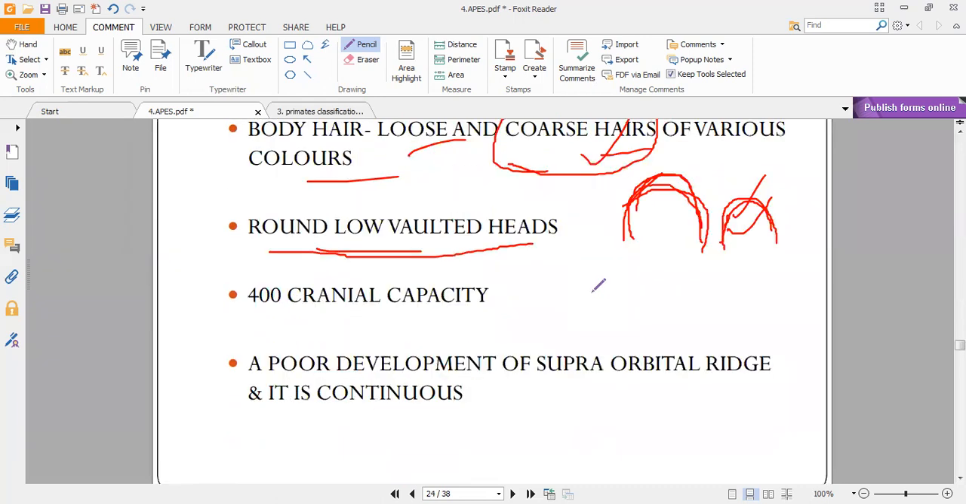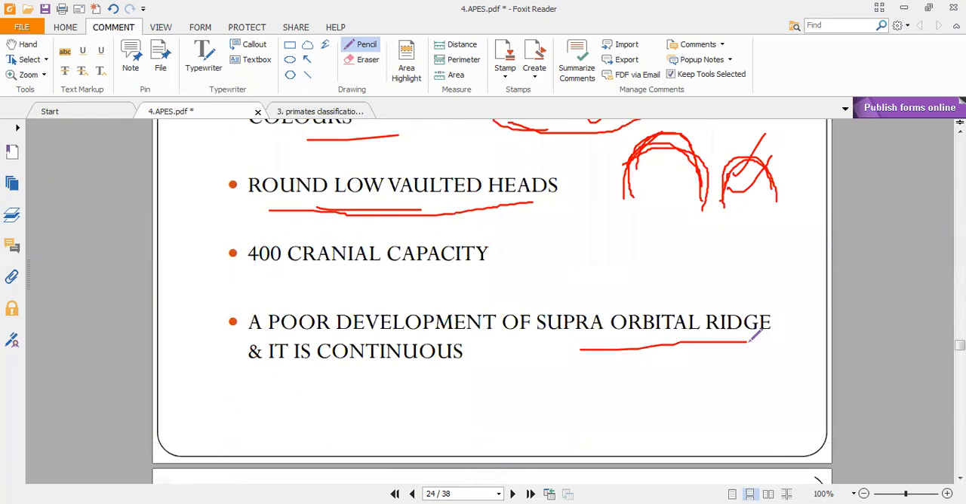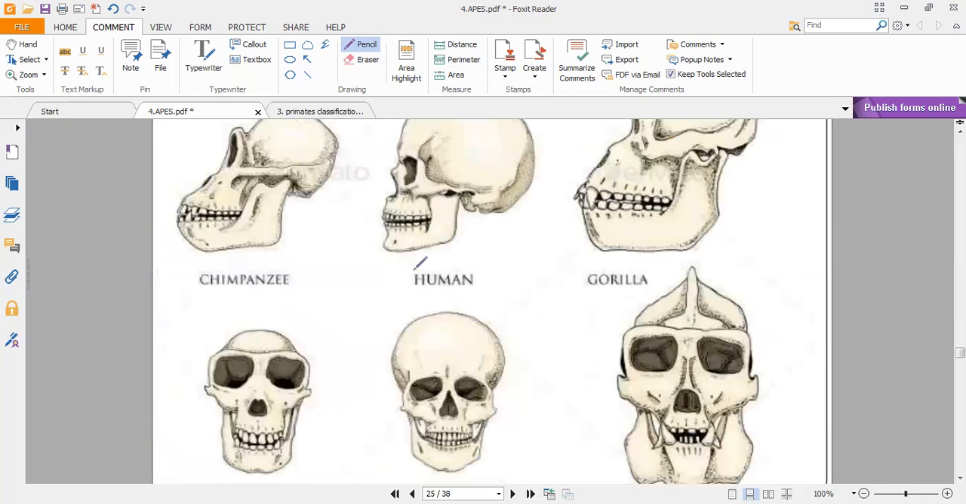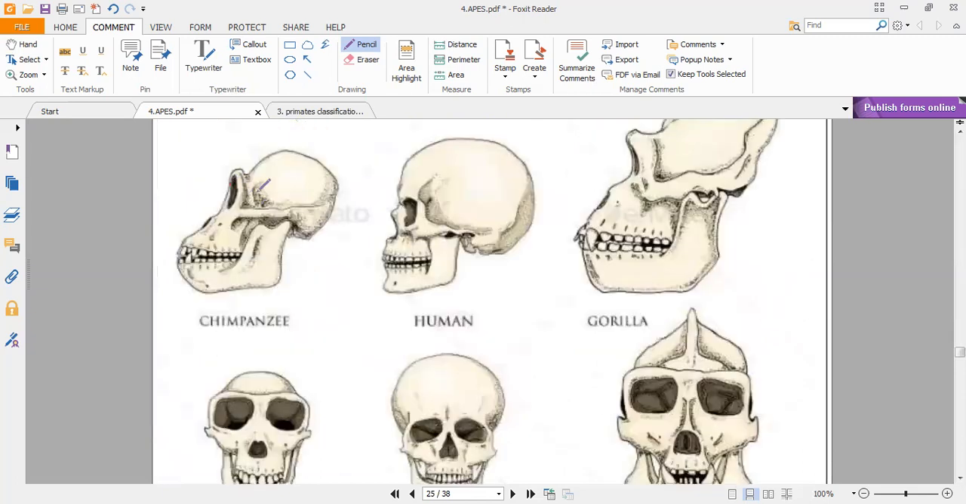And again, supraorbital ridge. We have discussed what is the supraorbital ridge. Very important part. This one, supraorbital ridge. In future also, we're going to talk more about these points. Supraorbital ridge means, we have already discussed, the ridge or the bone that is just present above the eyes, and these bones are not very highly developed. Here in case of chimpanzee, it is poorly developed. You can find a poorly developed supraorbital ridge, and also it is continuous. Here you can see chimpanzee. This is the chimpanzee, continuous.